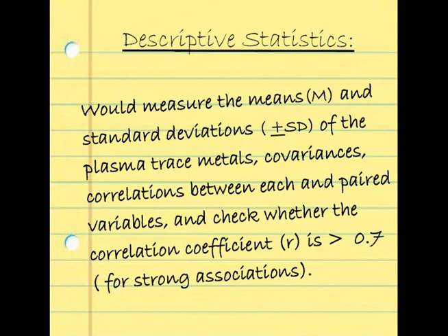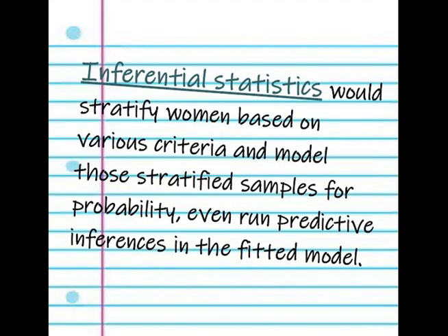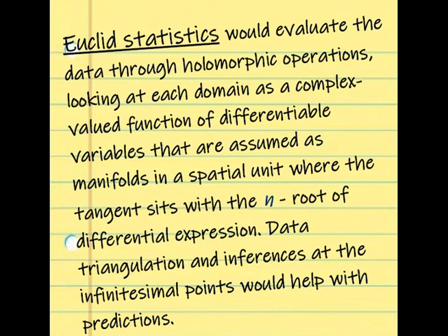Now, the descriptive statistics would typically measure the means and standard deviations of the plasma metals, covariances, correlations between each and paired variables, and check whether the correlation coefficient is larger than 0.7 to be confident about the strong associations. Inferential statistics would stratify women based on various criteria and model those stratified samples for probability, even run predictive inferences in the fitted model. Euclid statistics would evaluate the data through holomorphic operations, looking at each domain as a complex valued function of differentiable variables that are assumed as manifolds in a spatial unit where the tangent sits within the nth root of differential expression. Data triangulations and inferences at the infinitesimal point would help with predictions.